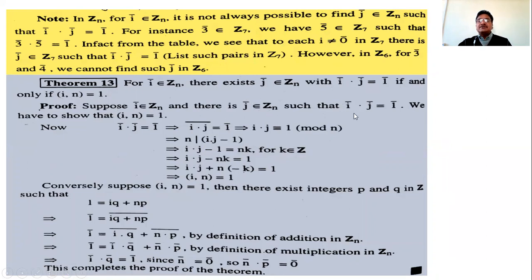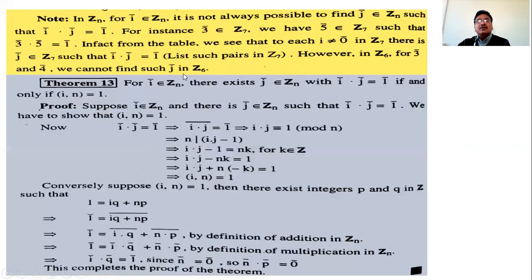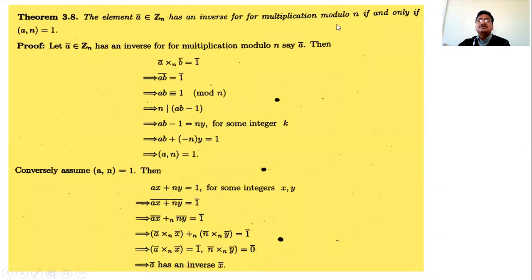So what is our assumption? I bar into J bar is 1 bar, or the inverse of I bar exists. Here is also a sentence: the inverse of A bar exists in Zn means, suppose the inverse of A bar is B bar, and then A bar into B bar is 1 bar. Right here the notation into suffix n means multiplication modulo n, or write a dot on it. Here the notations are I bar and J bar, and there the notations are A bar and B bar. It's the only change in these two theorems.